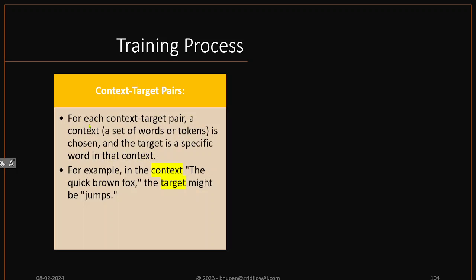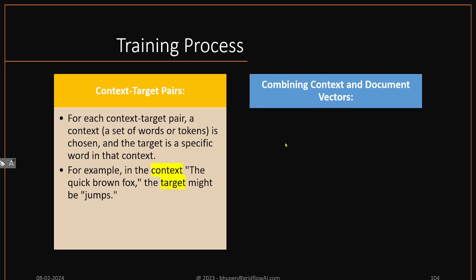what we do here is for each context and target pair that we saw in the traditional Word2Vec. So we will choose a context and target pair, and the target is a specific word in the window itself. For example, the quick brown fox could be the context and the target may be jumps. So that means the context words, the quick brown fox, need to predict the word jumps.